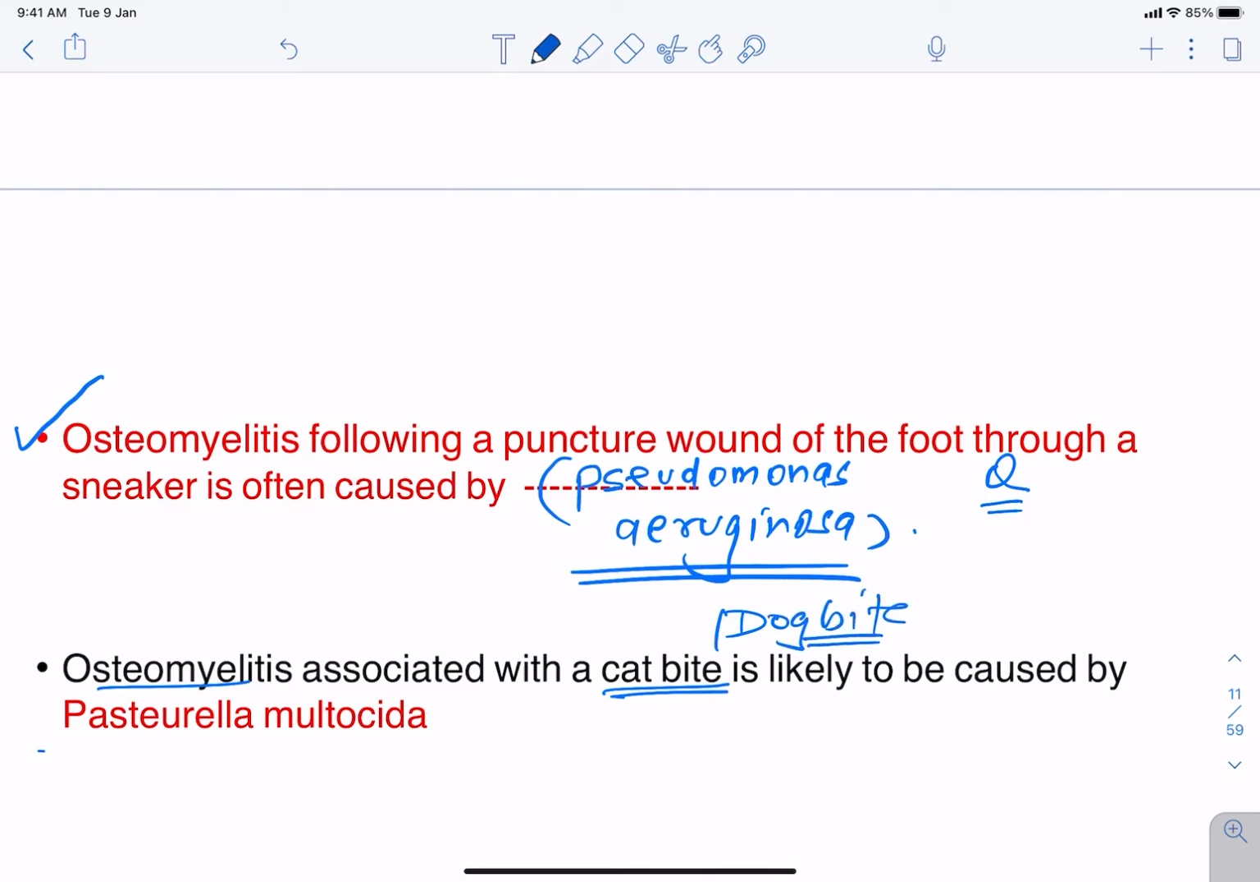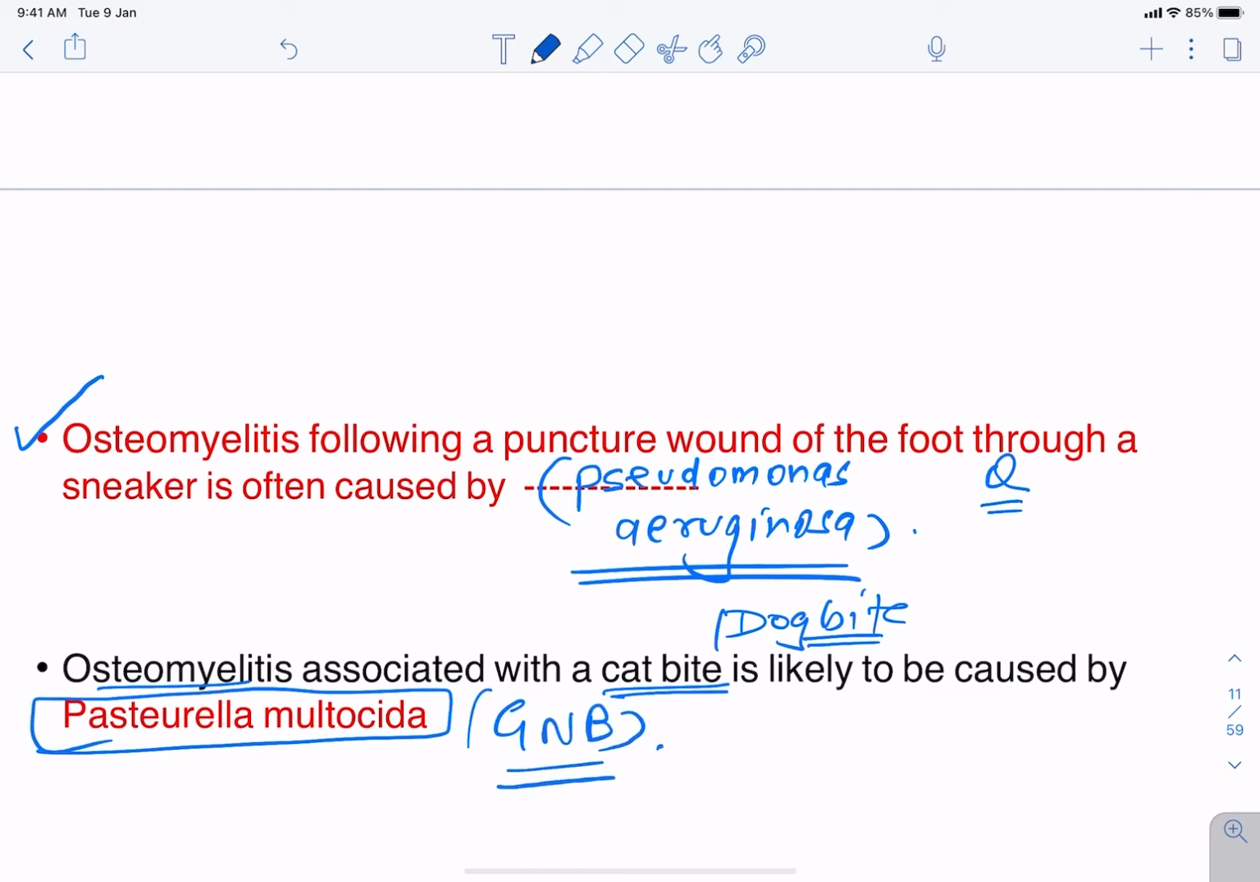Okay, the cat and the dog bite. The answer is Pasteurella multocida. And the Pasteurella multocida is what? It's a gram-negative bacteria, a gram-negative bacilli. It's a gram-negative bacilli that you already know, and this is frequently asked also.